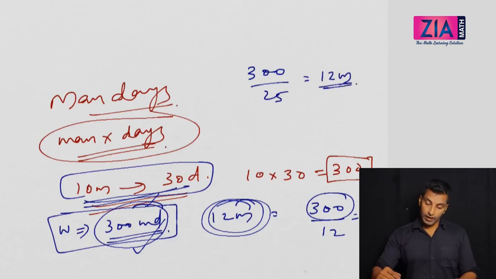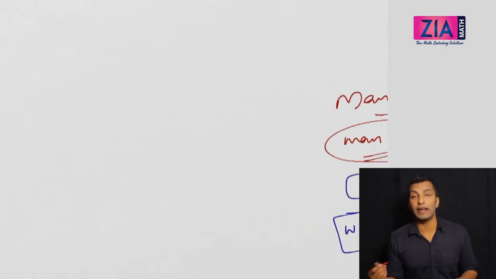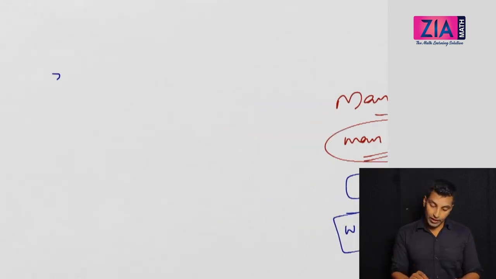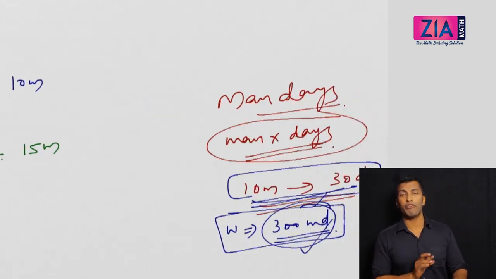12 men. Okay, so like this, they can give you the work needs to be completed in 30 days. So 300 by 30, you need 10 men. Or if there are 20 men working, then how many days will it take? So 300 by 20, so 15 days. So this is the idea of man days.